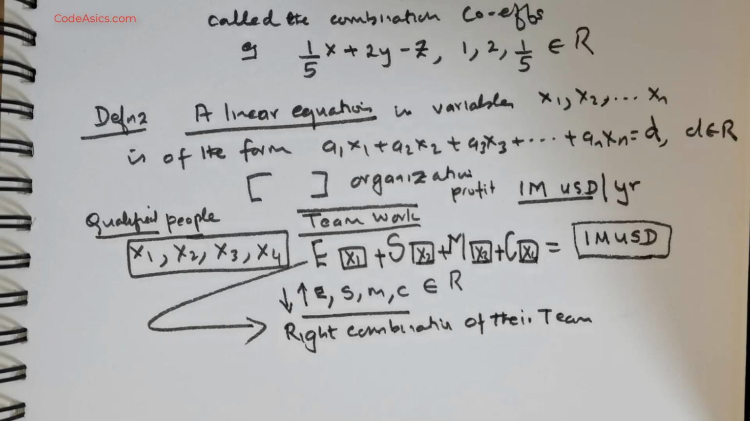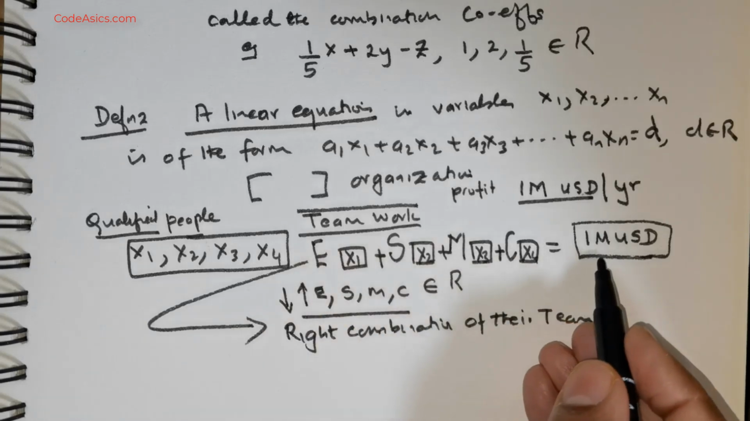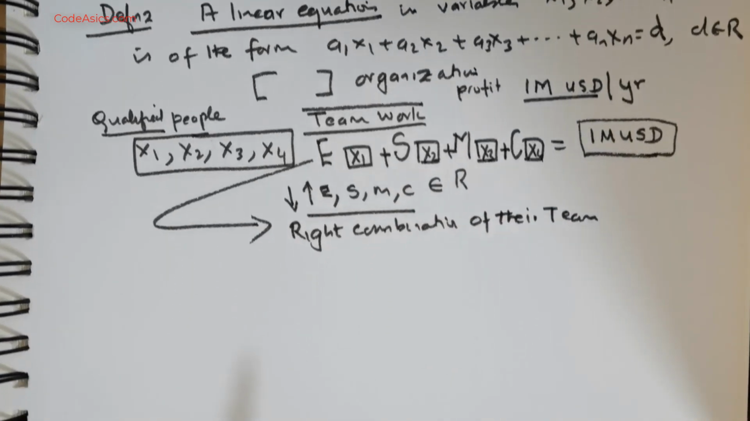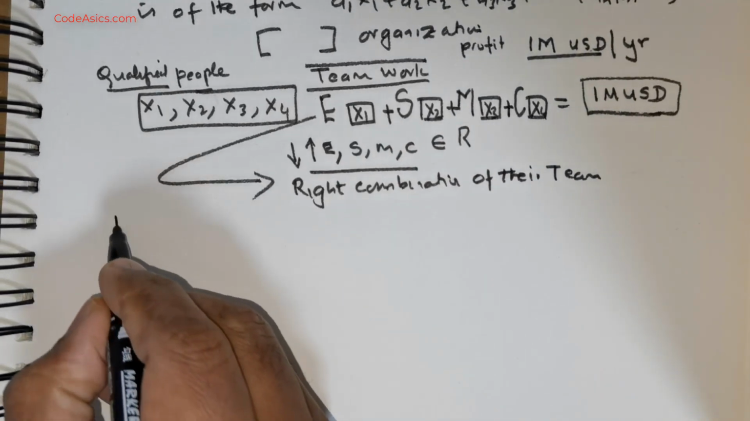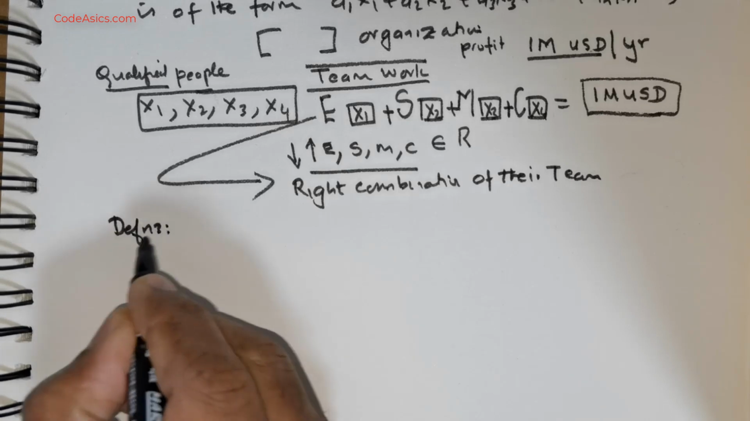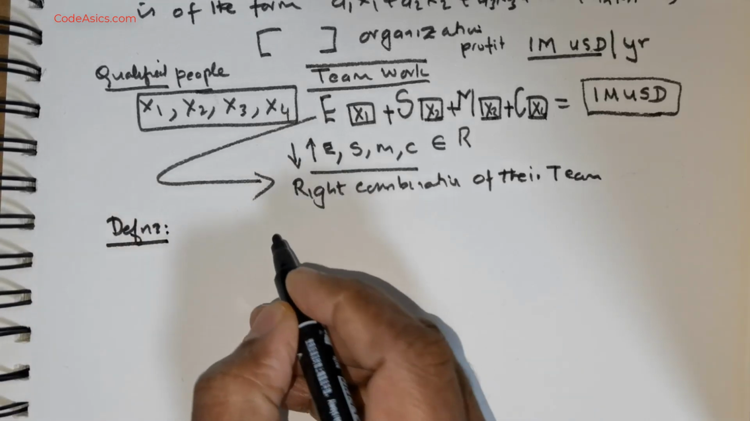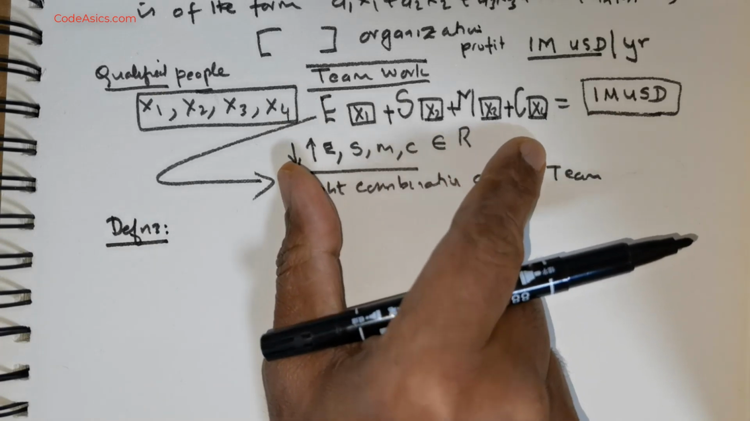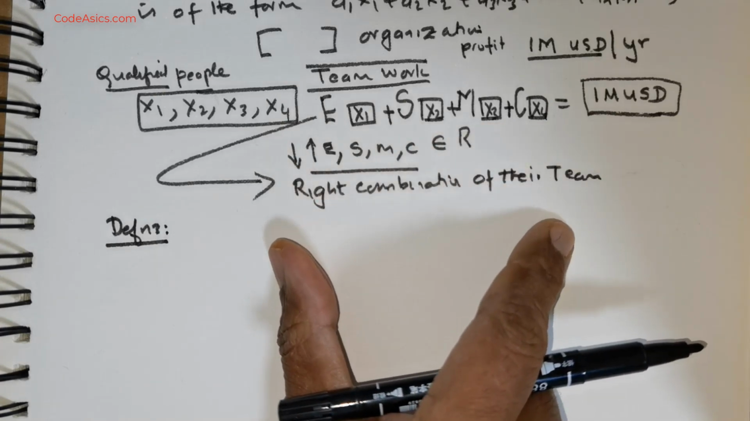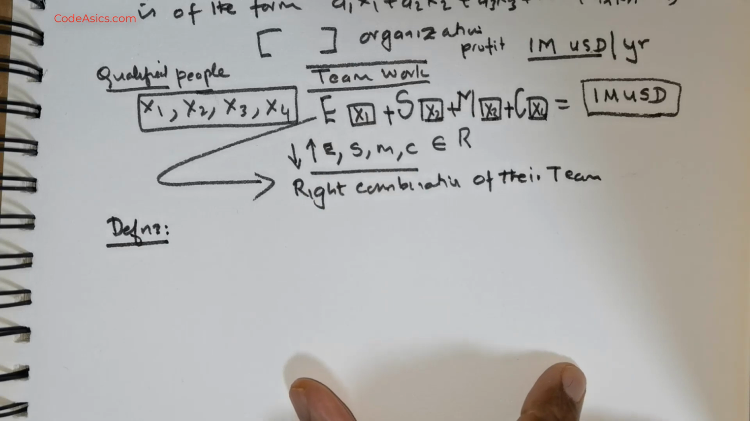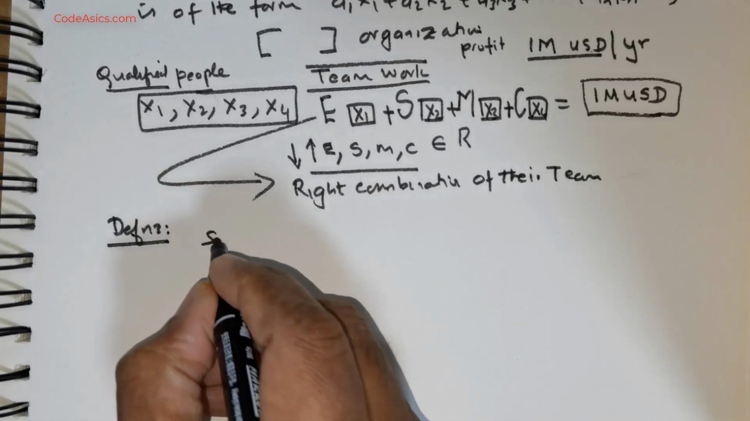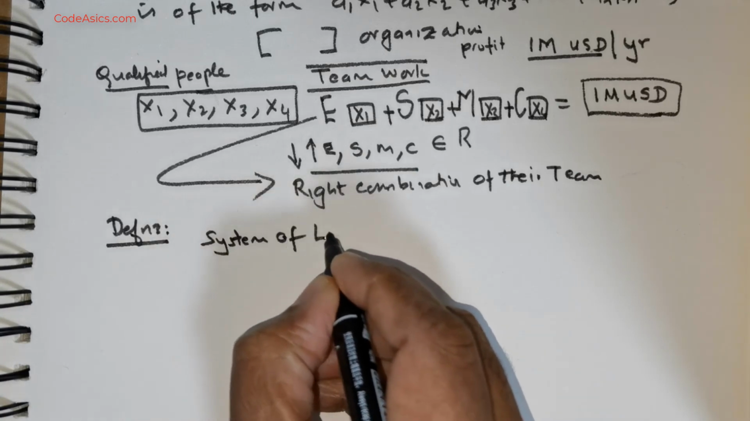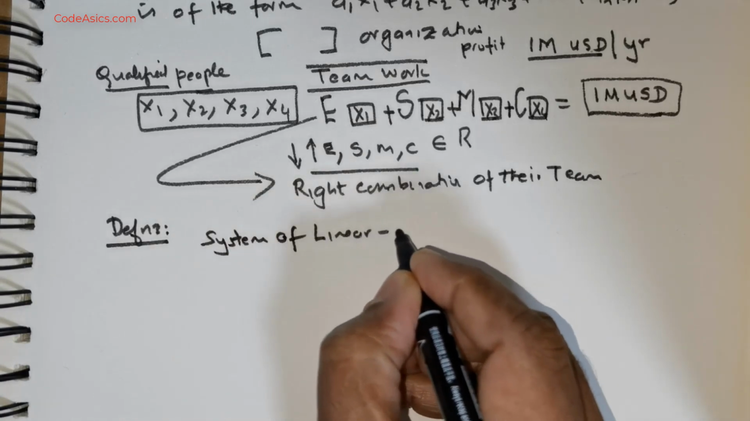Okay, having given you this, we are always looking into equations because we need the balance. Now let me move on. This is definition number 3. Now I have just given you one equation, but an organization will have several teams, right? So there comes what is called the system of linear equations.